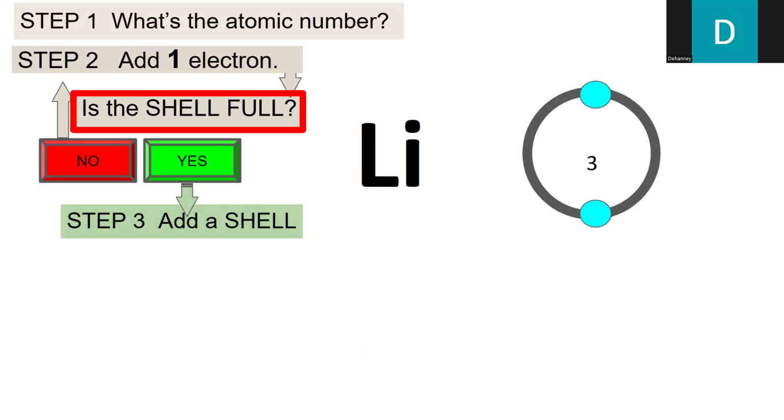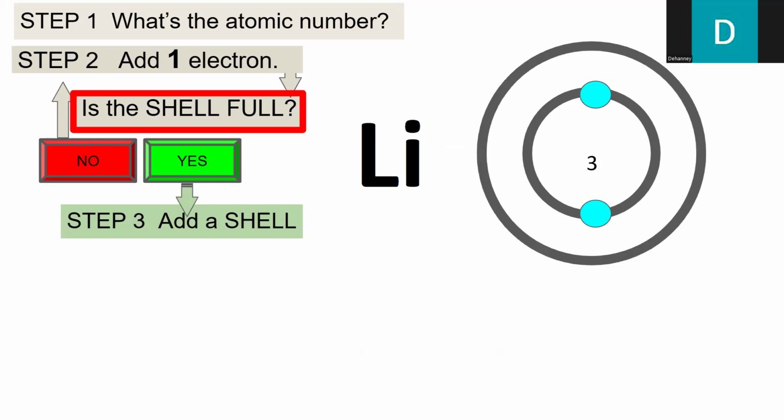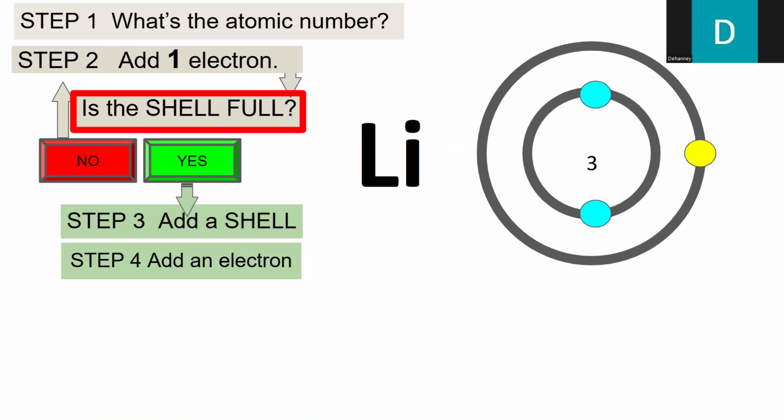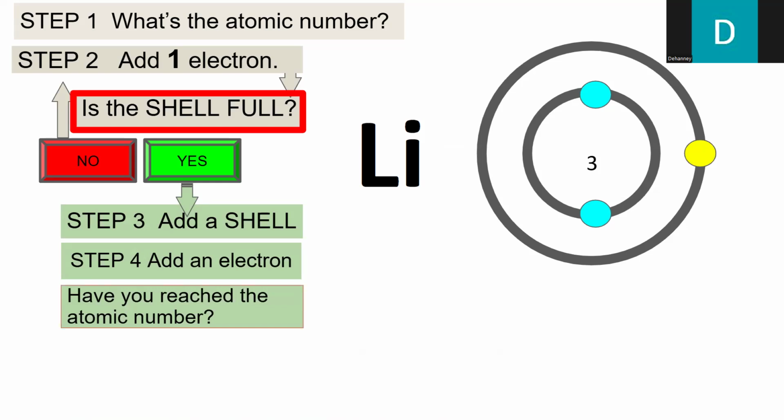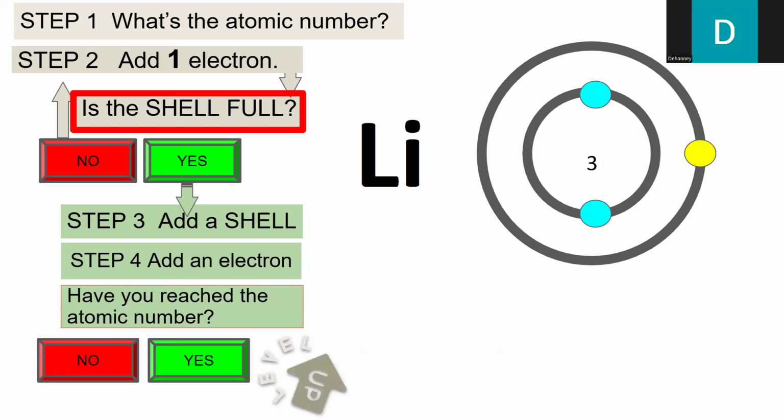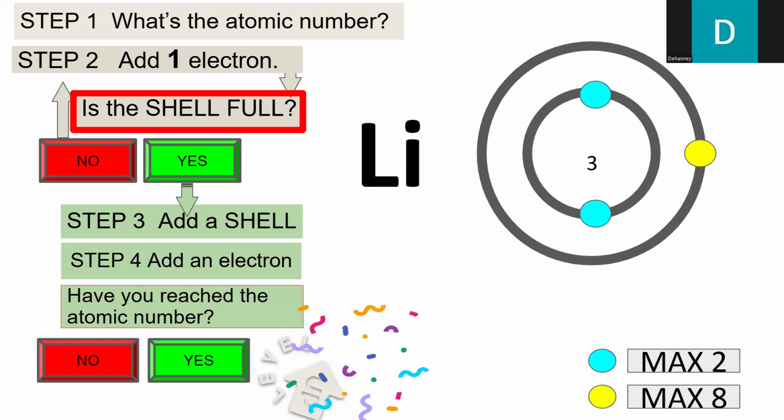Now, are we finished? Do we have 3 electrons being equal to 3 as the atomic number? No, so we need to add another shell. Add an electron to that shell. There we go. Have we reached the atomic number? Yes. So the electrons are now equal to the atomic number, and we can move on. Let's level up.